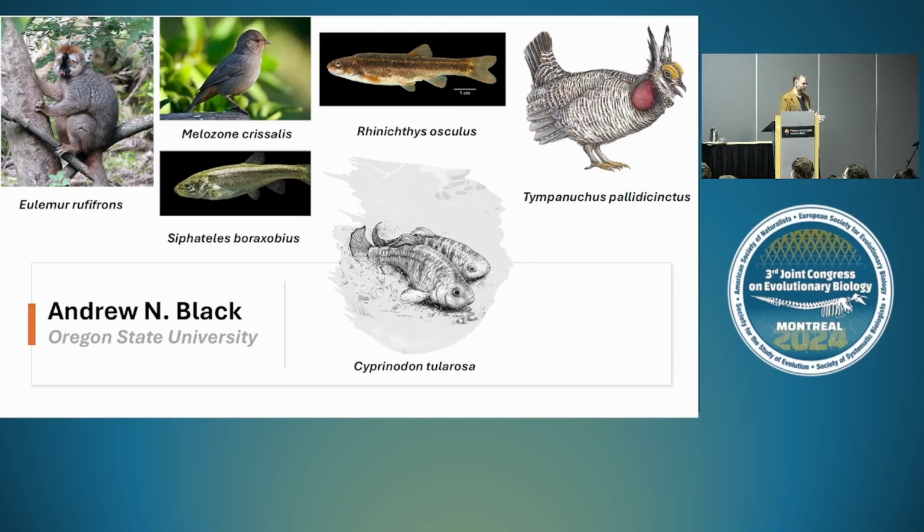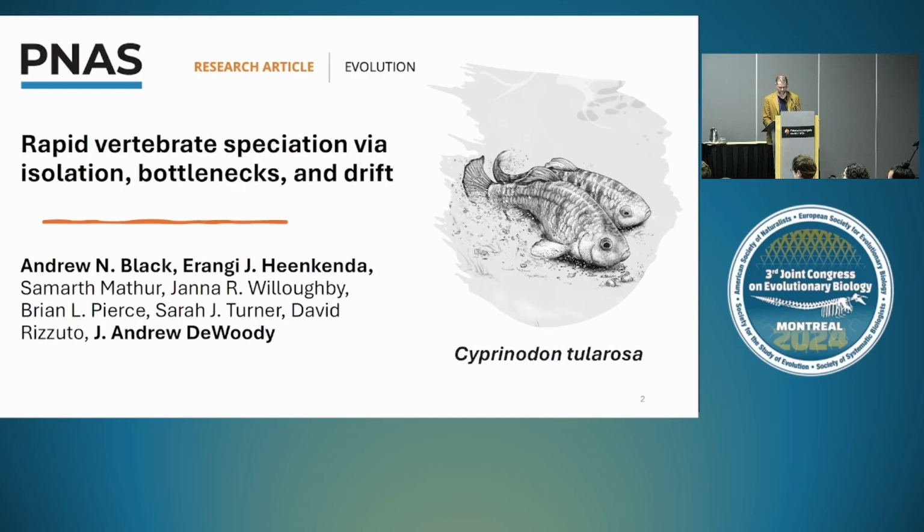But today I'm going to be focusing on one of these projects, and that's the white sands pupfish, or Cyprinodon tularosa. They're not as charismatic as kangaroo rats, but I think they're a pretty cool species, weird, chunky little fish that occurs in desert springs. This work was just published in the Proceedings of the National Academy of Sciences in May, just in time for the Evolution Conference, which was a big bonus. It's entitled Rapid Vertebrate Speciation via Isolation, Bottlenecks, and Drift.